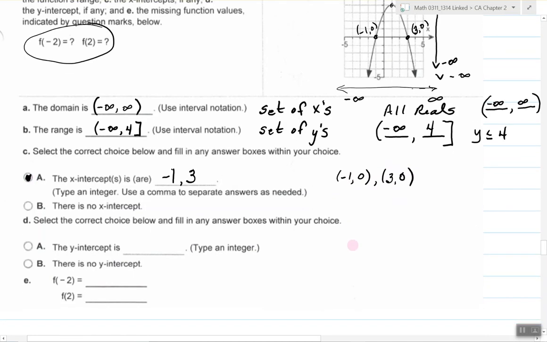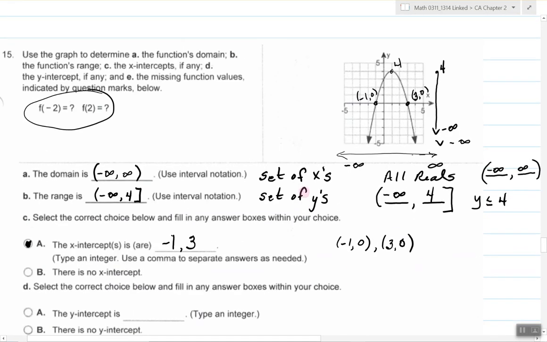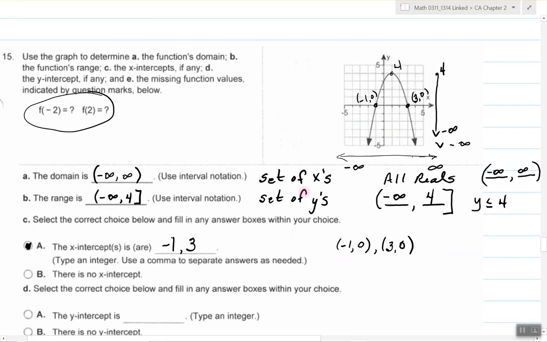Part D, it wants to know about a y-intercept. Now that means where it crosses the y-axis. Now this is the point where it crosses the y-axis, and that is the point 0, 3.